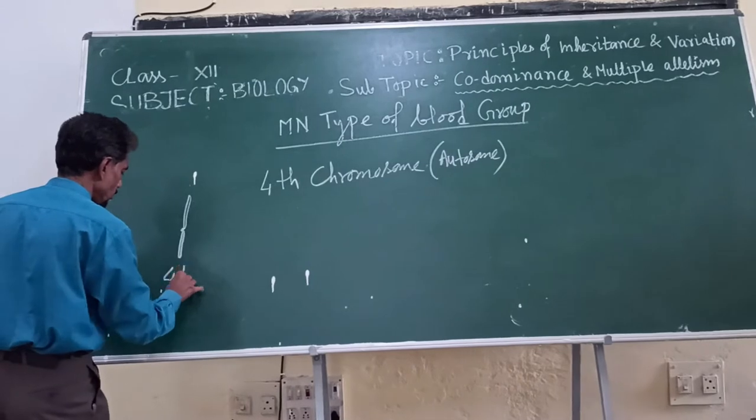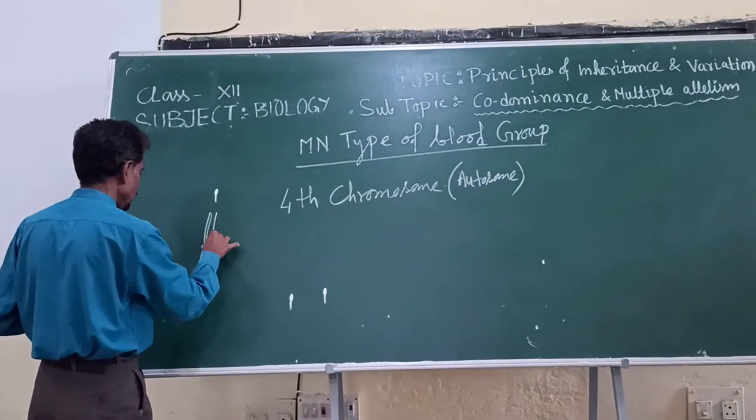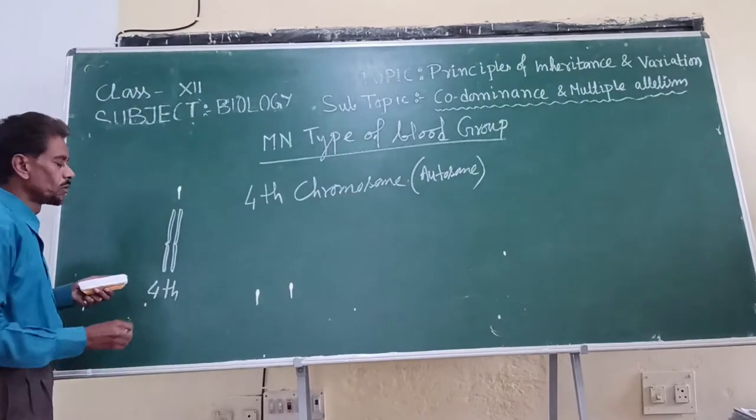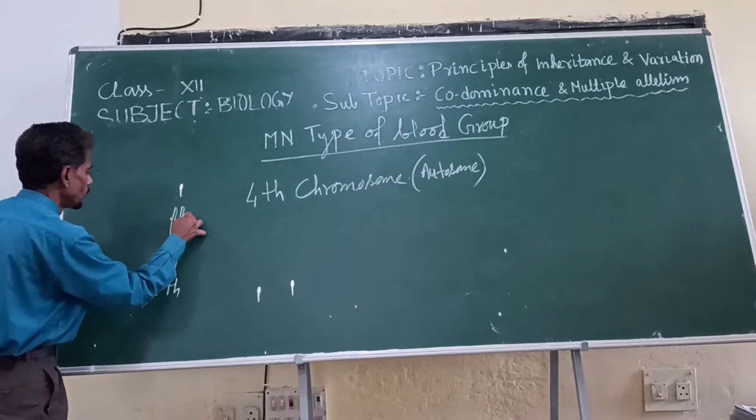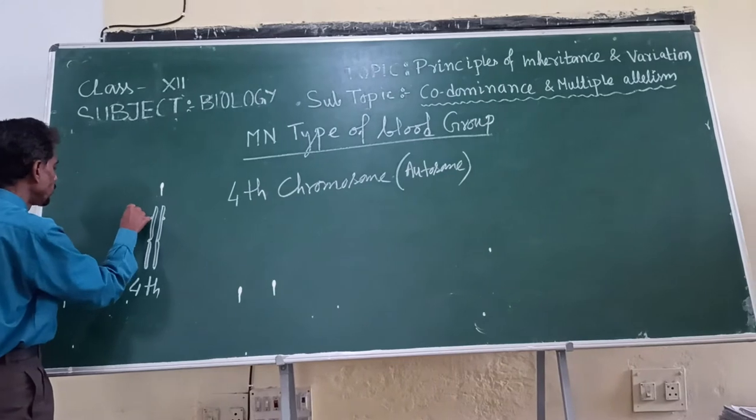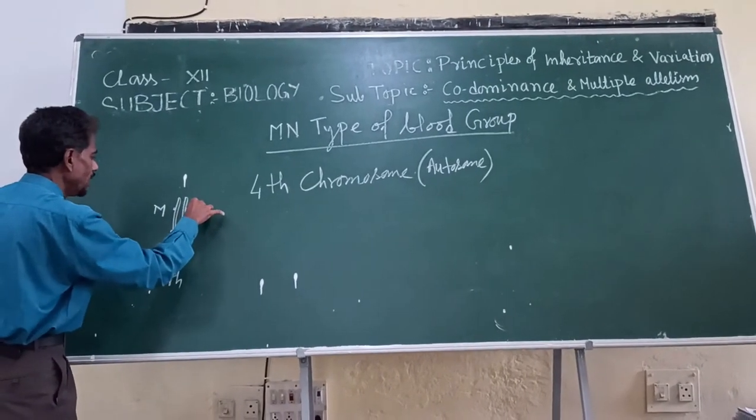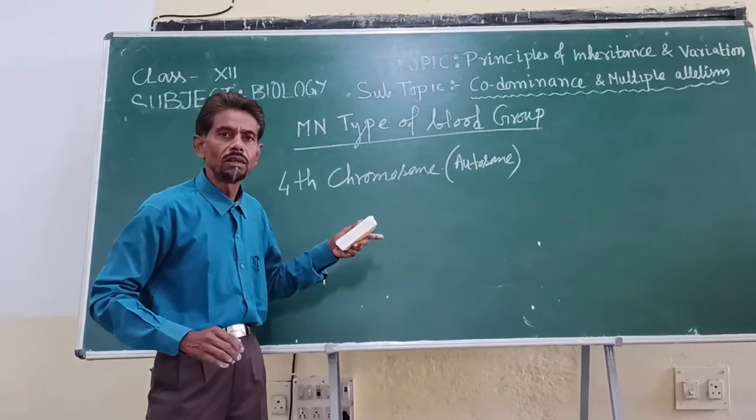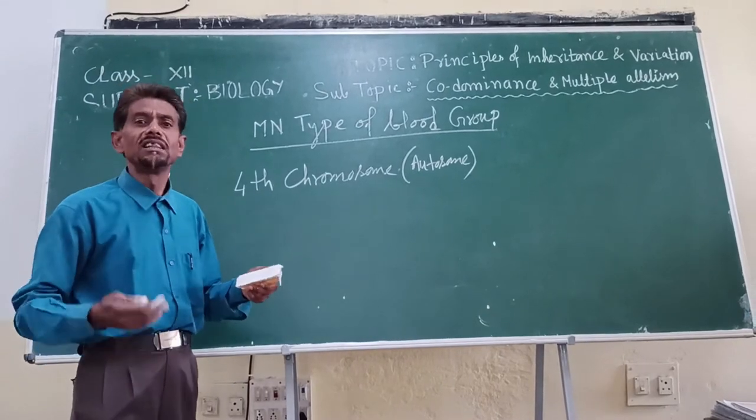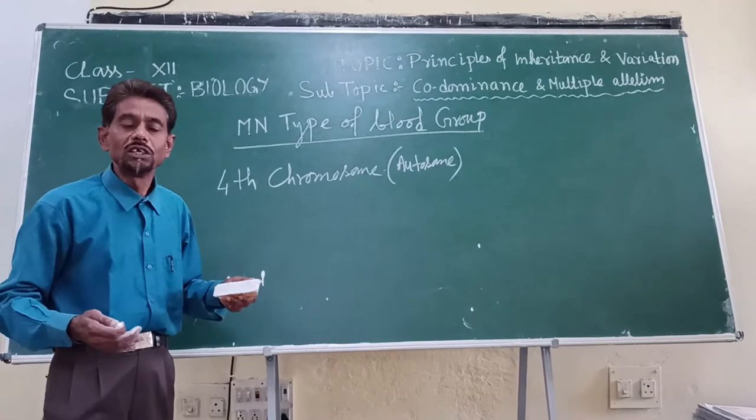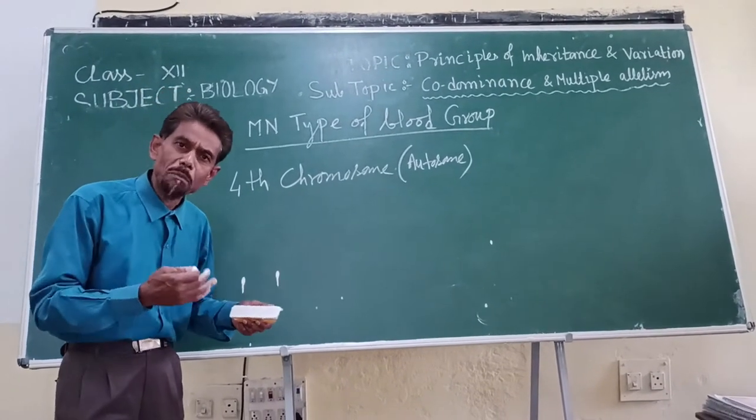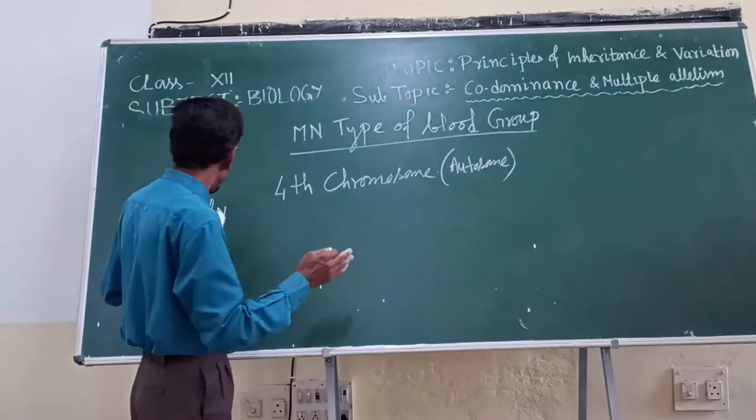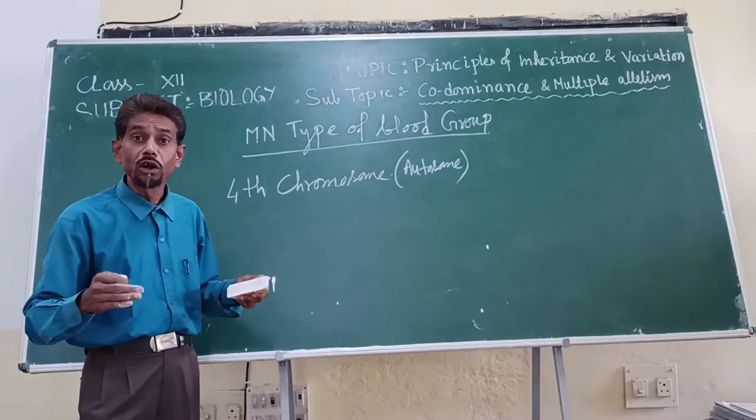Suppose this is the fourth chromosome, a homologue pair. It is having a locus where we find the M, N gene responsible, that is, MN alleles responsible for producing a different type of glycoprotein in the RBC. It is this glycoprotein which produces either M type of antigen or N type of antigen when remaining in isolated form. But when both M and N are present, they produce a new type of antigen called MN type of antigen.